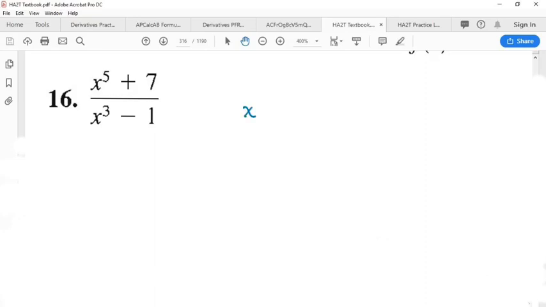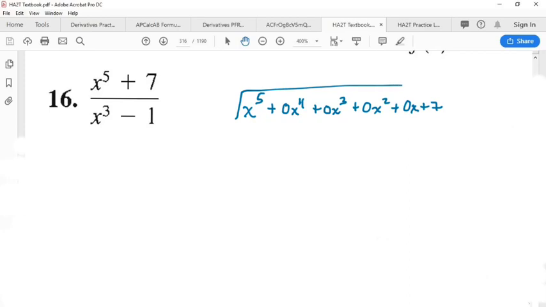x to the 5th plus 0x to the 4th plus 0x to the 3rd plus 0x squared plus 0. I wonder if you guys can find a shortcut after I do this big, long thing. Yeah, get rid of the zeros. Okay, so then we have x to the 3rd plus 0x squared plus 0x minus 1.